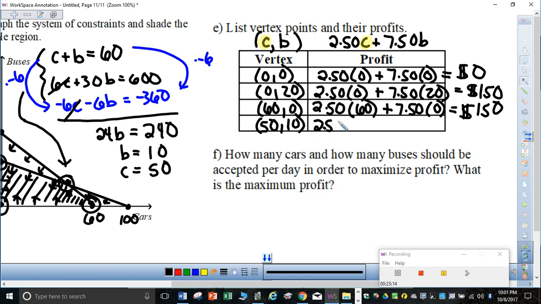All right, our last combination is 50 cars and 10 buses. All right, so it looks like that's going to be our best combination, $200.